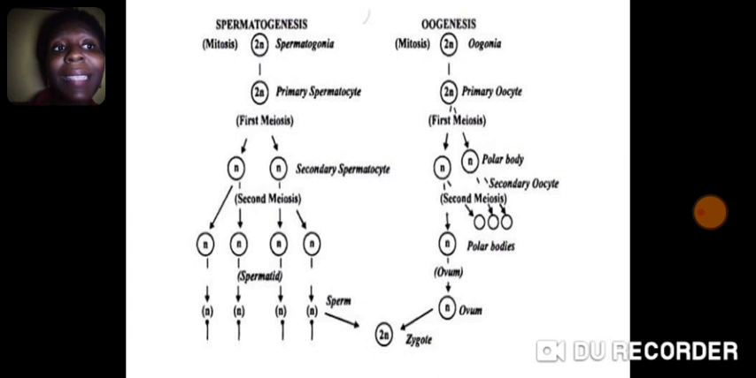The secondary oocyte is what? Haploid. The sperm cell is also haploid, right? But when they come together to form the fertilized ovum, the fertilized ovum will then differentiate to become the 2n zygote. So you now have a diploid numbered zygote and a new 46-chromosome human being forms.